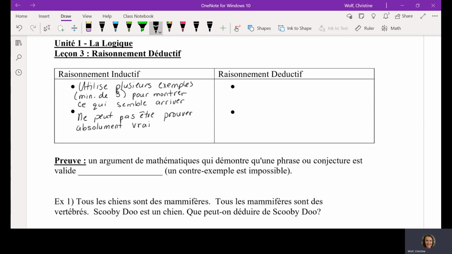Okay? Le raisonnement déductif utilise des faits, facts, et l'algèbre pour prouver. Okay, so we actually can prove this one. We take algebra, we take math, and we can prove it to be true all the time. So l'autre, ça peut être prouvé absolument vrai.